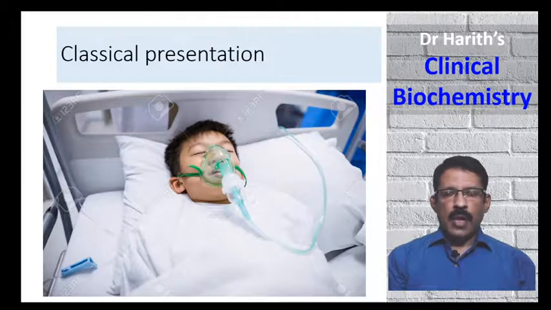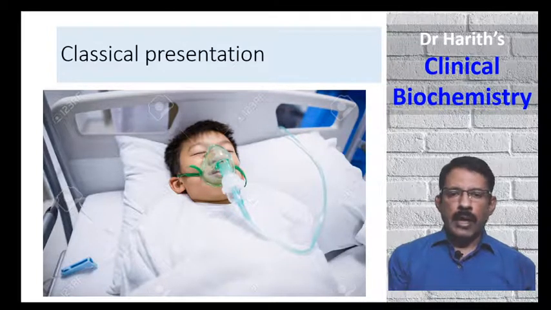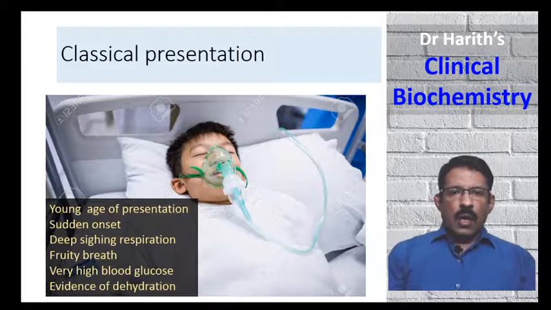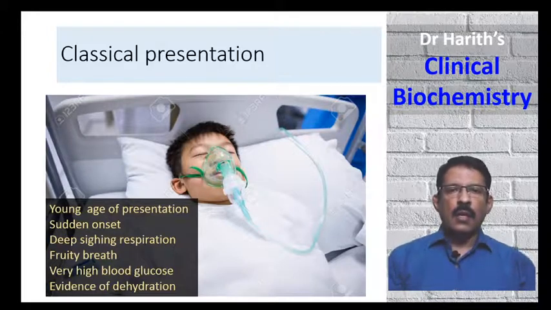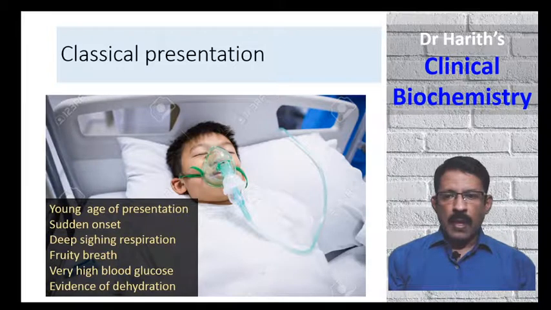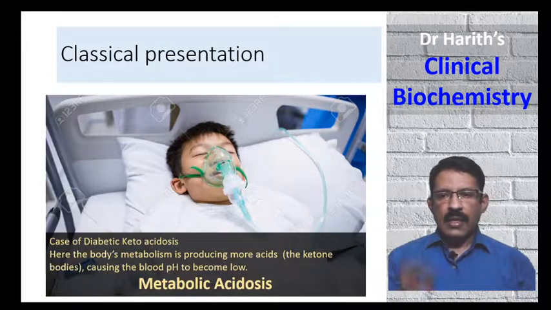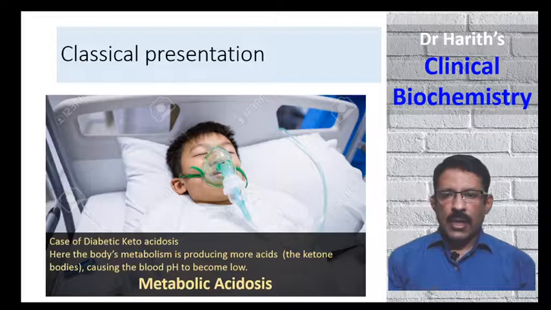Usually, a person having acid-base disorders would either be found in the emergency or in the ICUs in altered sensorium, by and large. This is a classical presentation of a young child with a sudden onset loss of consciousness with deep sighing respiration. This is what we call Kussmaul's respiration. There's a fruity breath, a very high blood glucose, and there was evidence of dehydration. This is classically the presentation of a diabetic ketoacidosis.